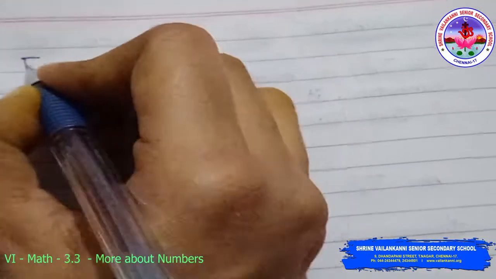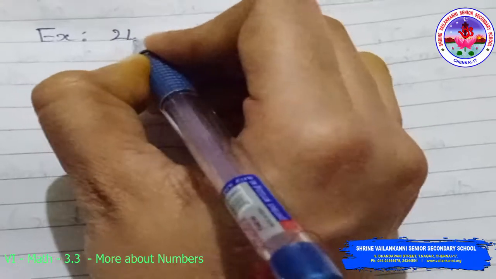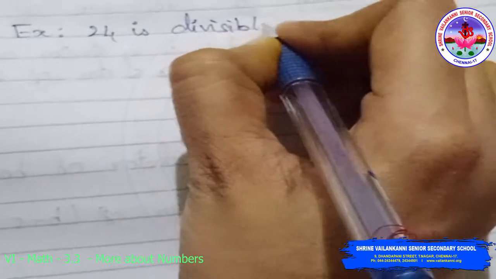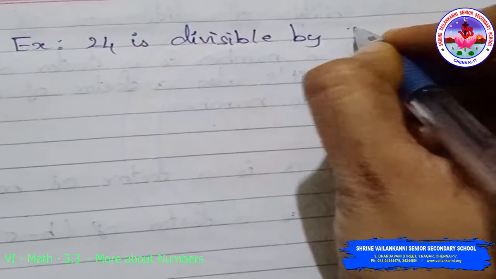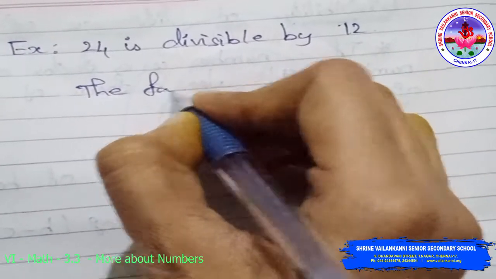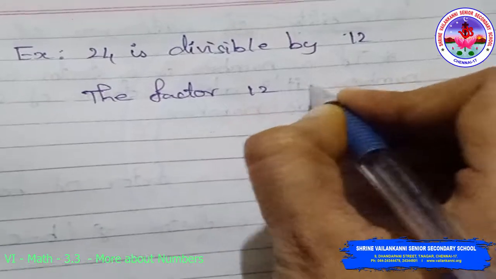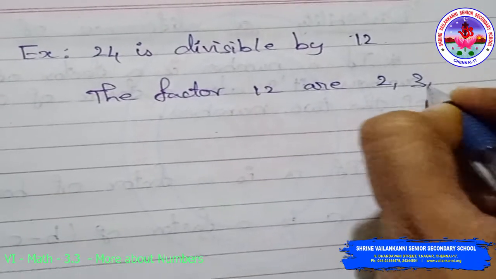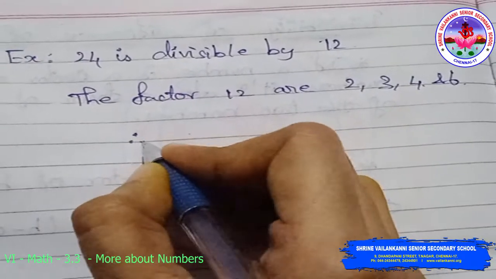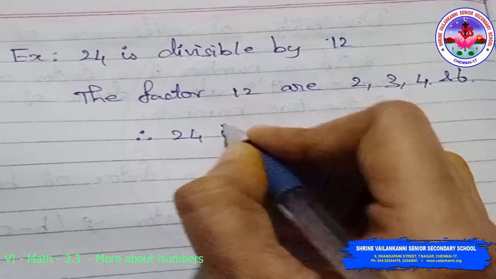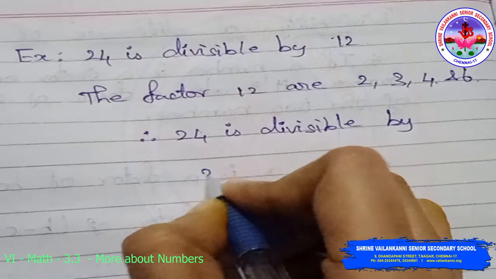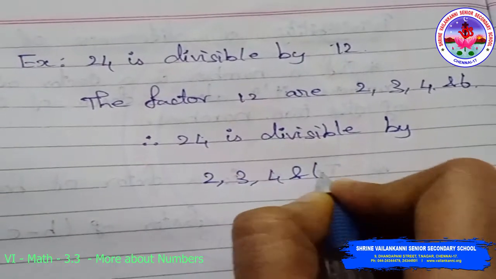Example, 24 is divisible by 12. The factors of 12 are 2, 3, 4 and 6. Therefore, 24 is divisible by 2, 3, 4 and 6.